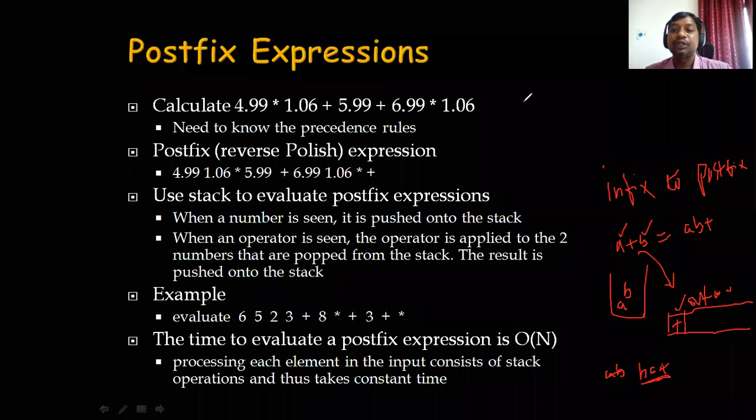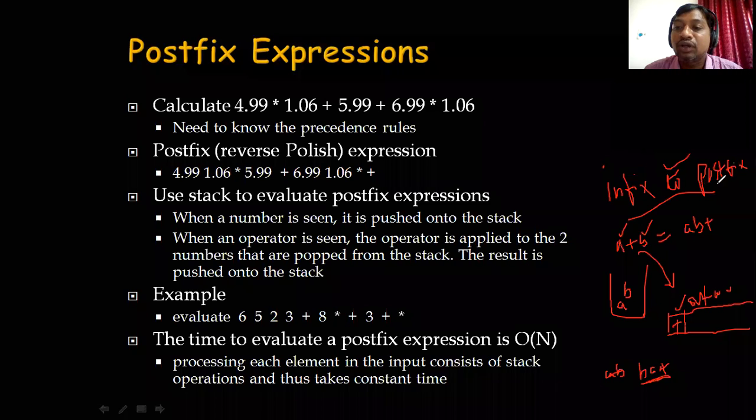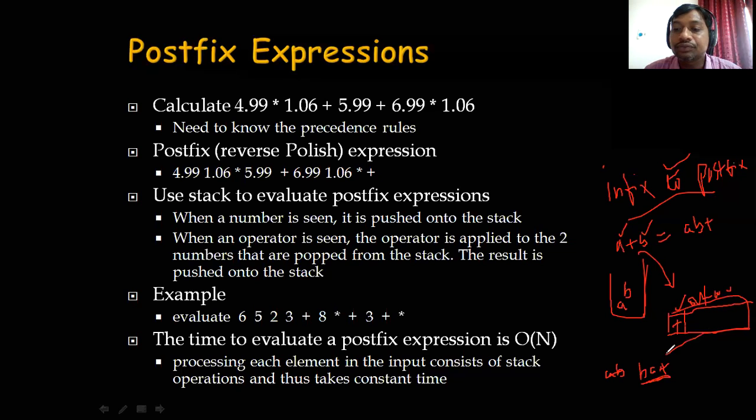Most probably in the next class, before going to see queues and all, I will show you the presentation of how to convert a complex infix expression into postfix format, with examples. For the time being, this is how we'll convert an infix expression into postfix form by using the stack and an array.